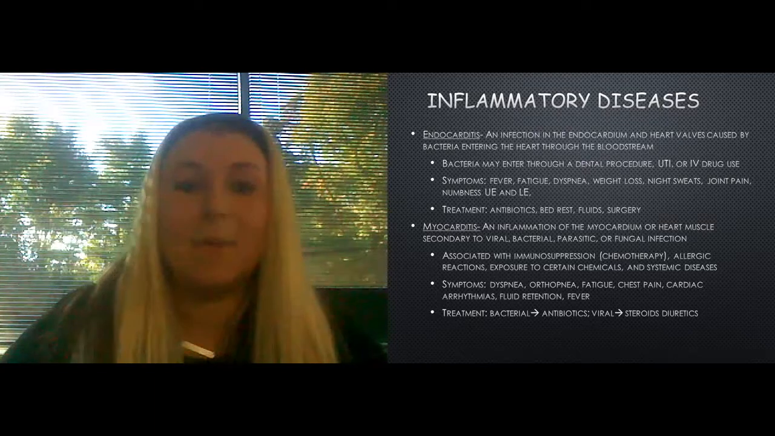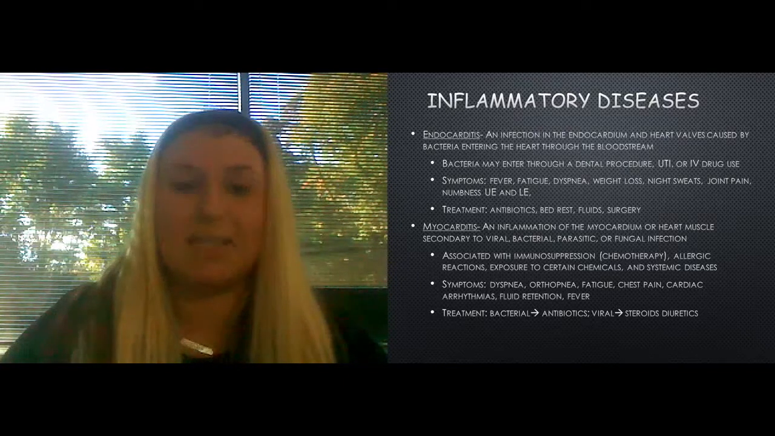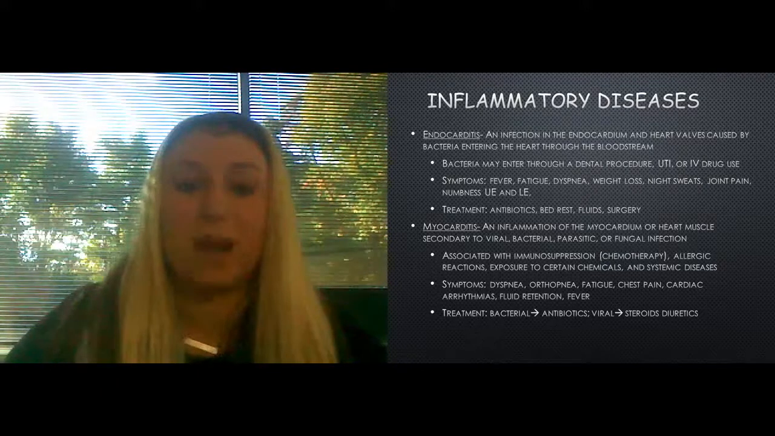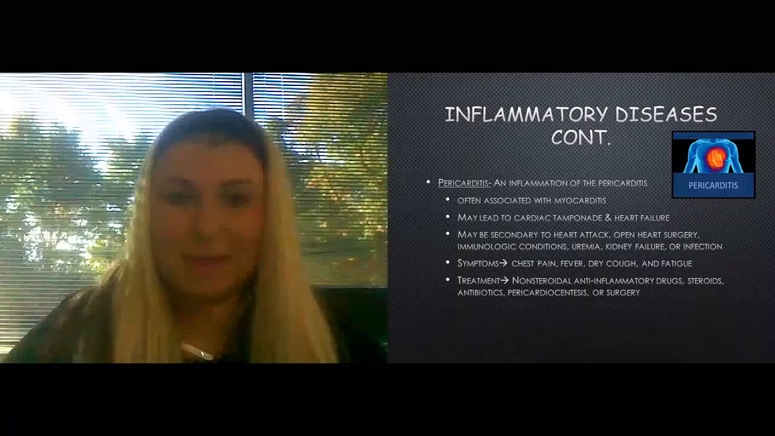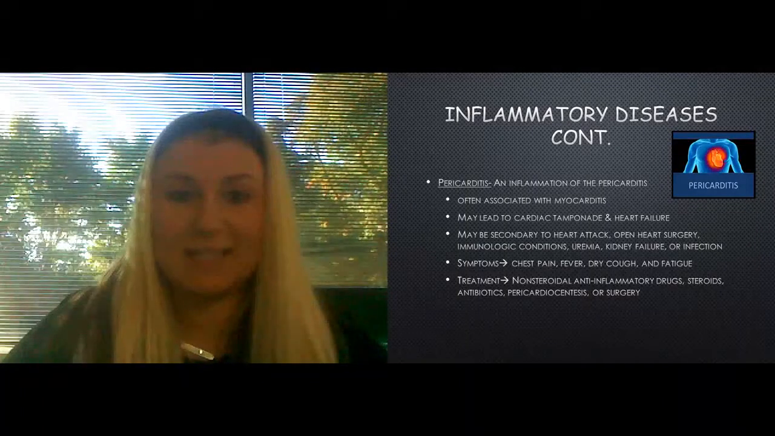The second disorder, myocarditis, is an inflammation of the myocardium or heart muscle secondary to viral, bacterial, parasitic, or fungal infection. It is associated with immunosuppressant drug therapy such as chemotherapy, allergic reactions, exposures to certain chemicals, and systemic diseases. Symptoms include dyspnea, orthopnea, fatigue, chest pain, cardiac arrhythmias, fluid retention, and fever. If it is bacterial, it will be treated with antibiotics, and if it is viral, it will be treated with steroid diuretics. The third inflammatory disease is pericarditis.